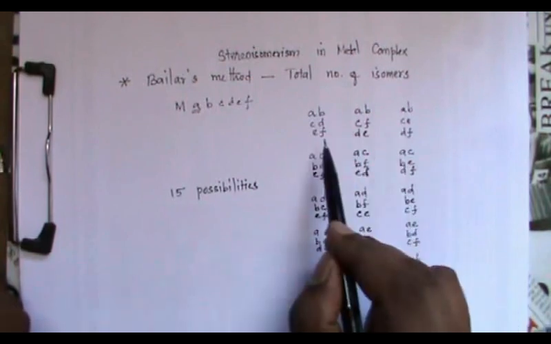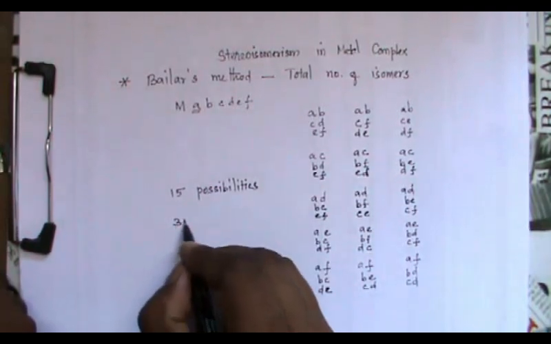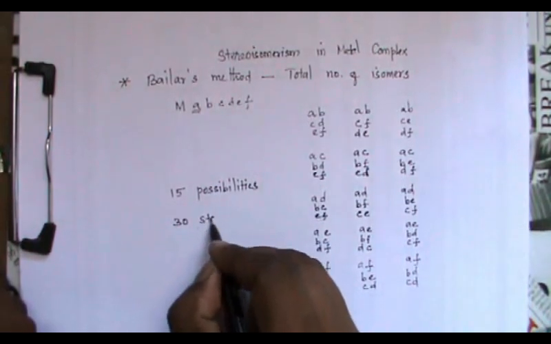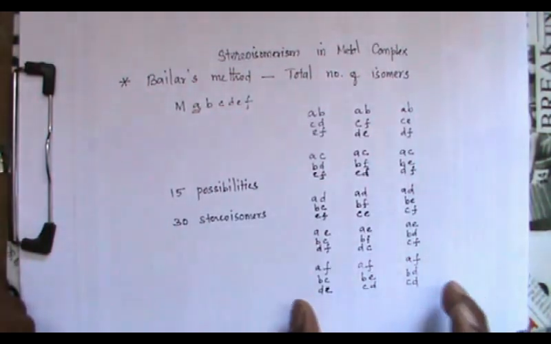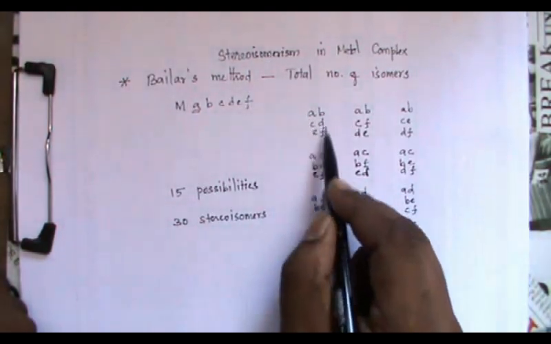For each complex, I will have its mirror image. So totally, I get 30 stereoisomers. These complexes and their mirror image. For understanding, let's try to draw this complex.